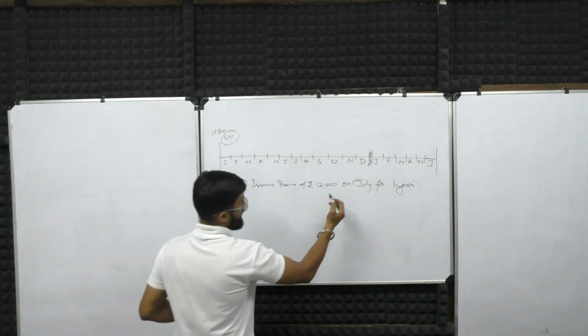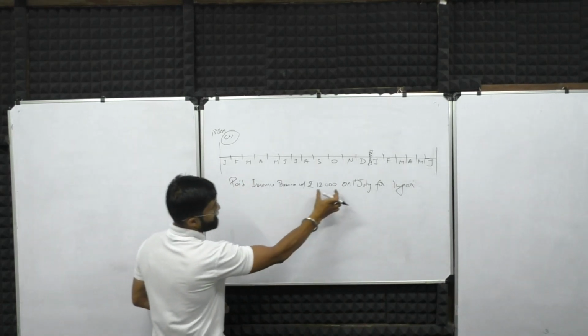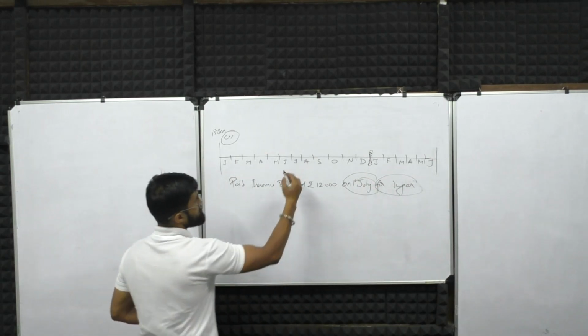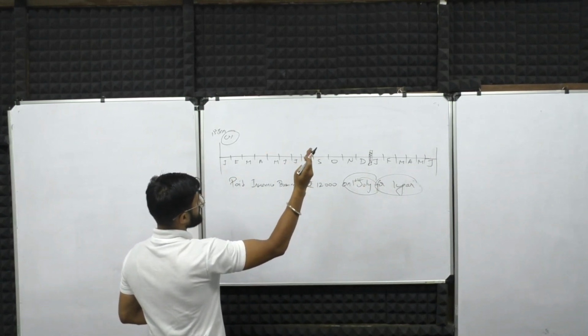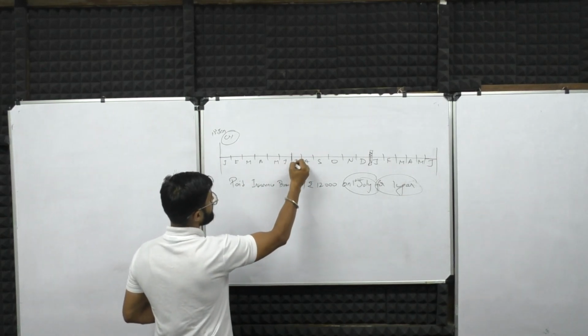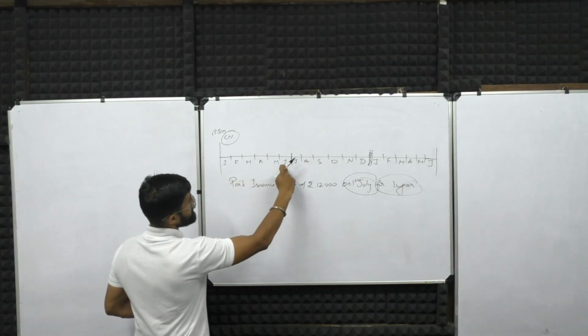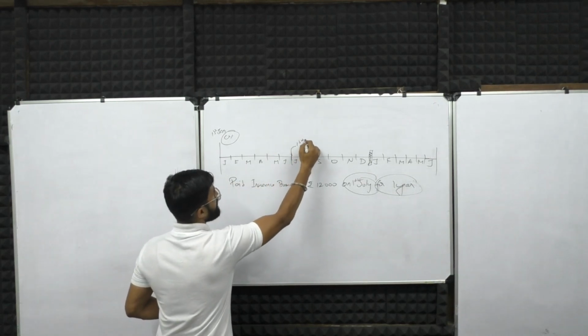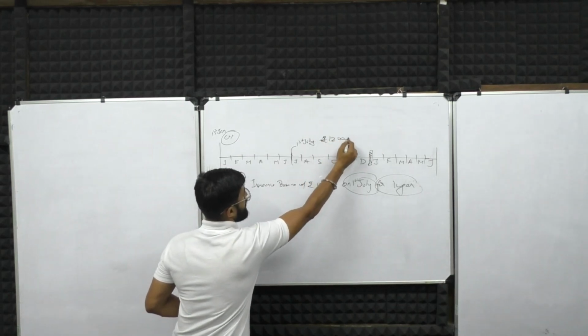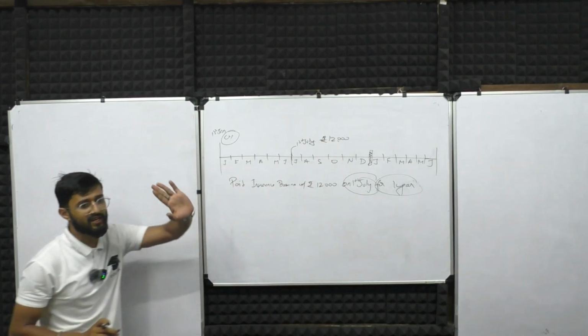Paid insurance premium of rupees 12,000 on 1st July for 1 year. From 1st July: July, August, September, October, November, December, January, February, March, April, May, June. On 1st July we paid 12,000 for how many months? For 1 year.